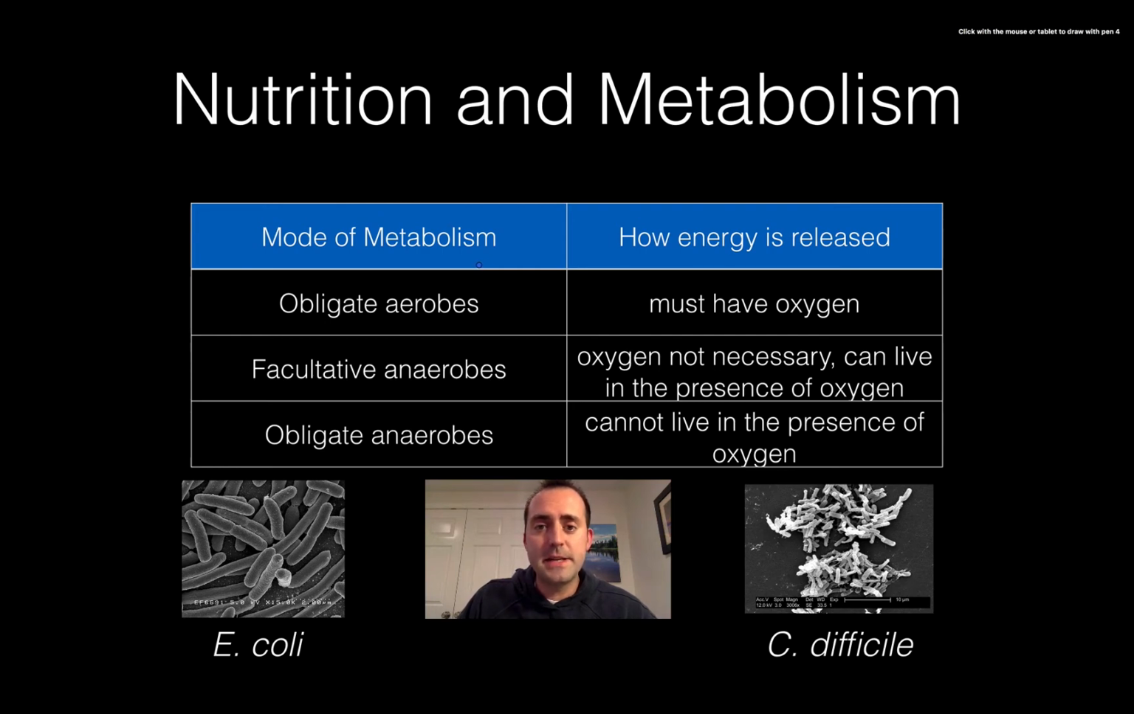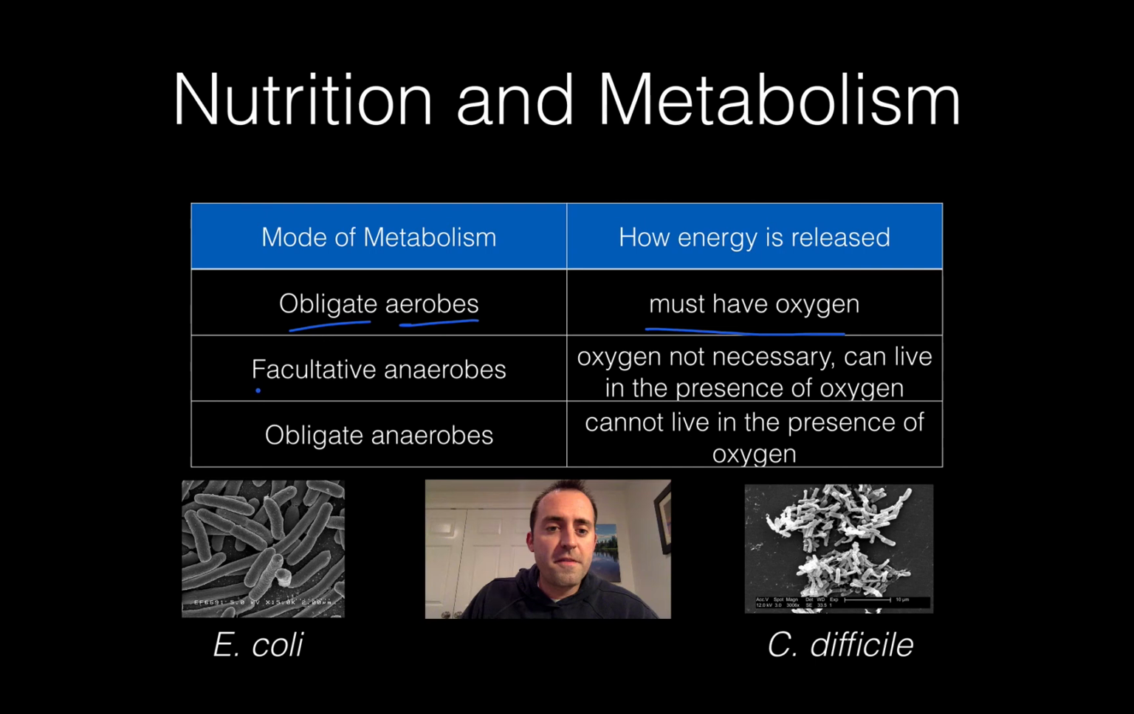Bacteria have different needs or uses of oxygen. So if a bacteria must have oxygen to metabolize or break down food for energy, we call them obligate aerobes. They are obligated to use oxygen, just like we are. We have to have oxygen present for glycolysis, the Krebs cycle, and the electron transport chain to break down glucose into ATP. These bacteria are very similar. They must have oxygen to get ATP energy out of the molecules that they use for energy.